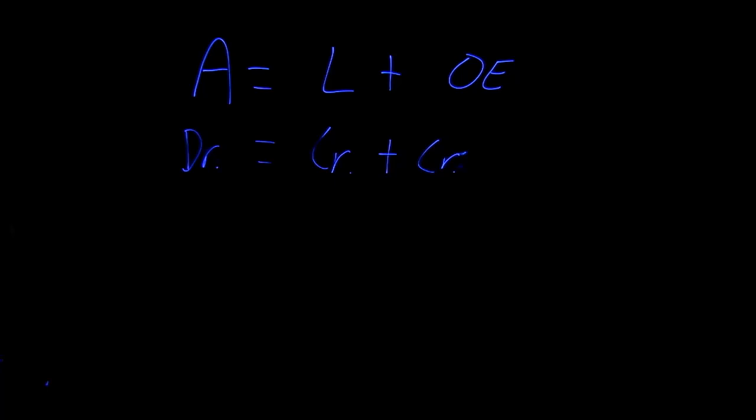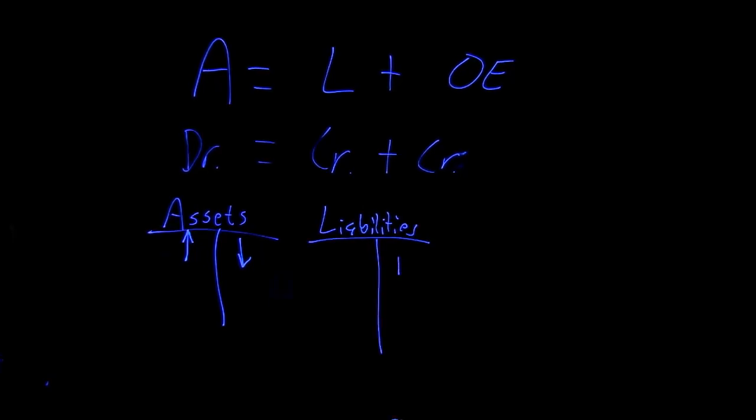Assets generally have a natural debit balance. Liabilities and owner's equity have a natural credit balance. Which means that when assets go up, it's a debit. Assets go down, it's a credit. Liabilities, when liabilities go up, it's a credit because you see a credit balance. When liabilities go down, it's a debit.